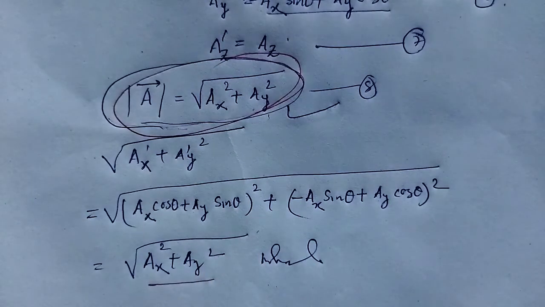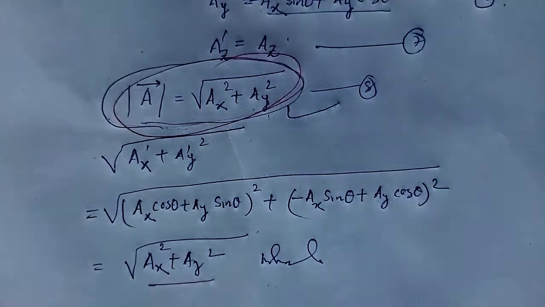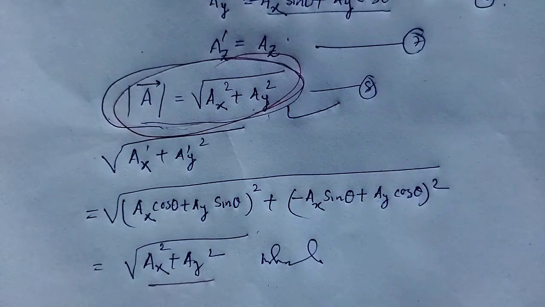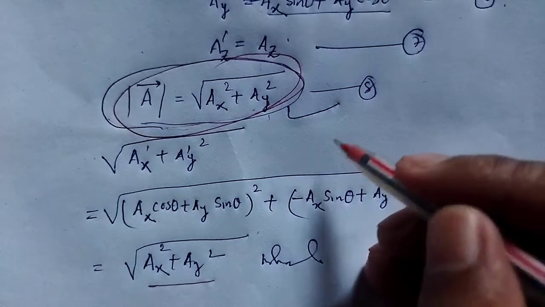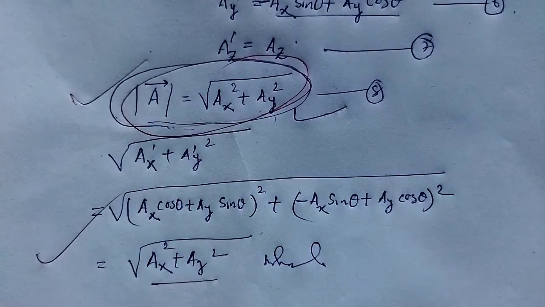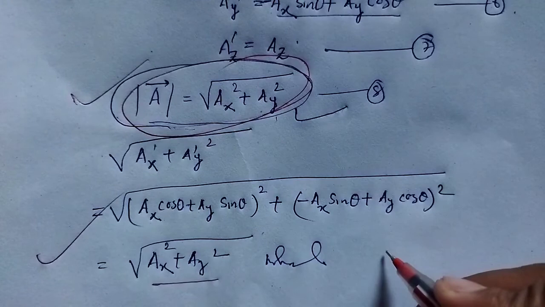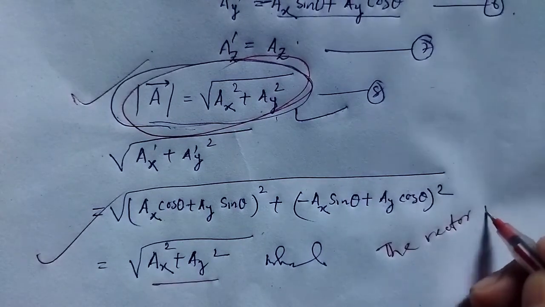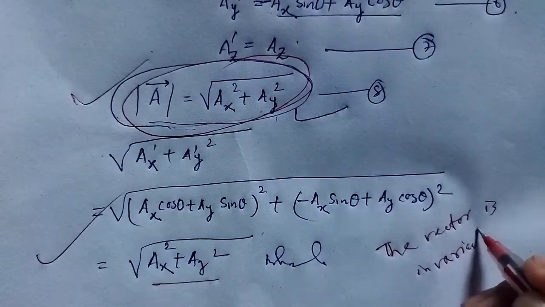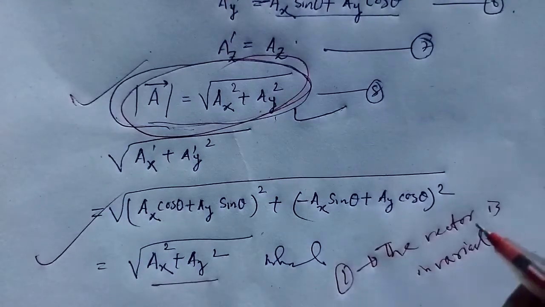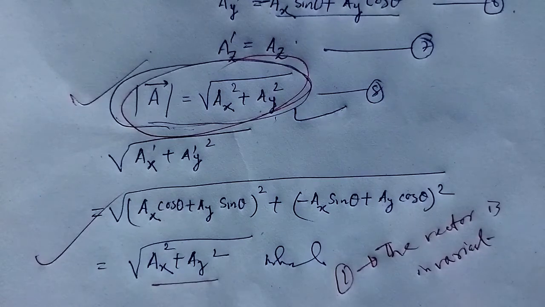So, from the entire discussion, we can easily say that though the components of a vector may change under rotation by some angle, the magnitude of the vector in the unprimed and primed coordinate systems remains invariant. The magnitude remains invariant. This is an important property of a vector. The magnitude of the vector being invariant is the first property when the vector is rotated in a coordinate frame.